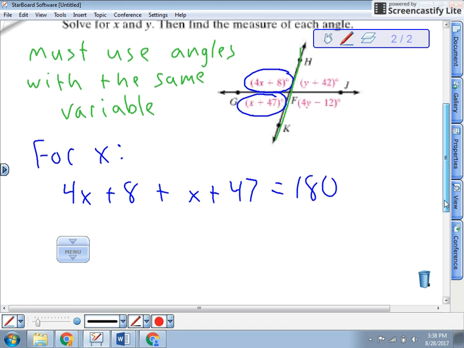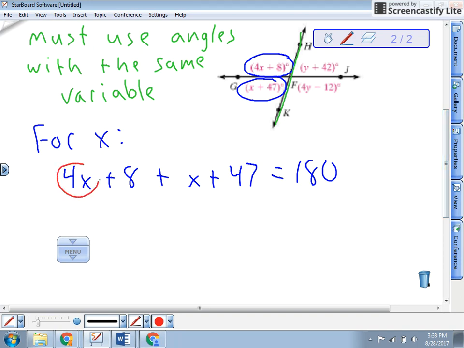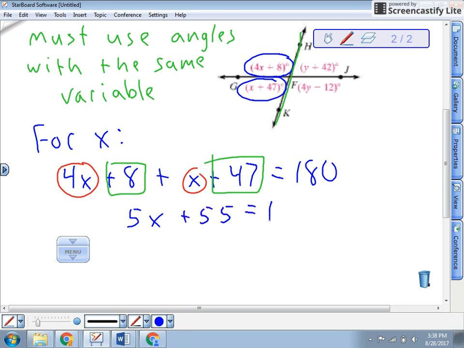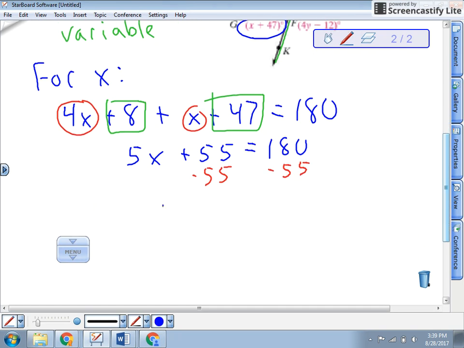At this point, it becomes an algebra problem. We've got like terms. Let's combine the 4x and the x. So that's going to give us 5x. Let's combine the plus 8 and the plus 47. So that's going to give us our plus 55. And that's going to equal 180. We'll subtract the 55. You guys are familiar with these steps. So I know I can go a little quicker here. So we're going to end up with 5x equals 125. Divide by 5, x equals 25. So that is our x value.